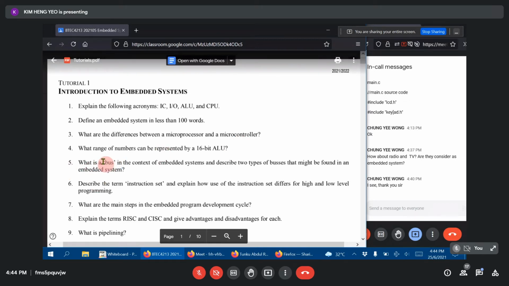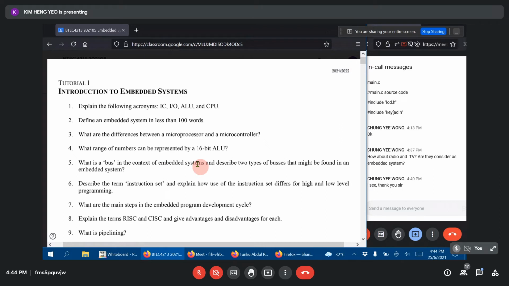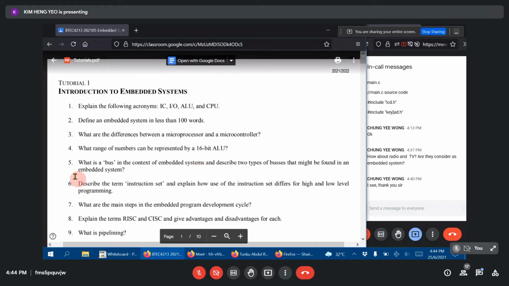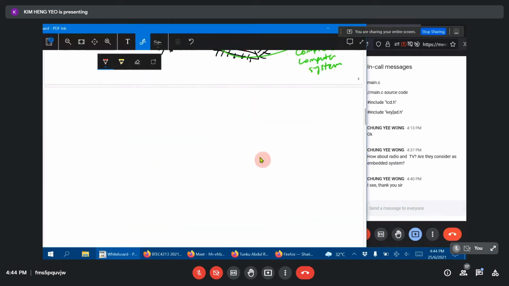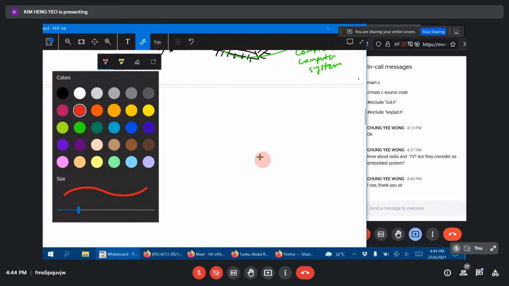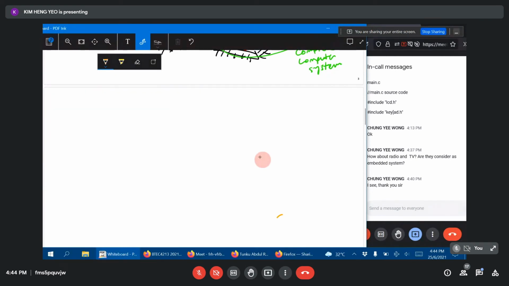Next one. What is a bus in the context of embedded systems? Describe two types of buses that you can find in embedded systems. What is a bus? Why do we call it a bus? So I use orange color. Okay, so it's a bus.